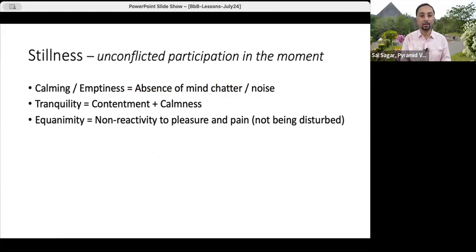But then stillness has a deeper meaning. It's what we call unconflicted participation in the moment, no conflicts. I want to do something, I'm doing something. Anything that comes, I should not be bothered by it. In fact, my definition of stillness is not being bothered by anything in life. That is what we are trying to practice. When you're not bothered by anything in life, we are all in that equanimous state. We're able to enjoy every moment. And that is what is ultimate happiness, fulfillment, meaning that all spiritual traditions guarantee, right? So stillness starts off like calming and emptiness of your mind, slowly getting into tranquility.